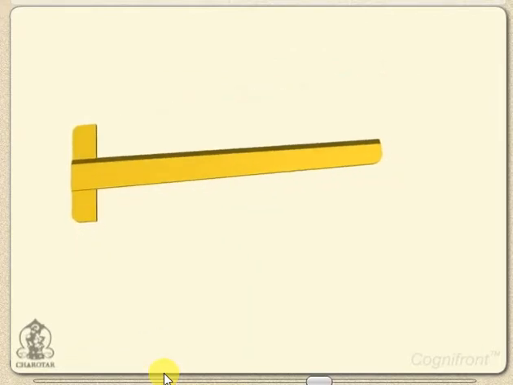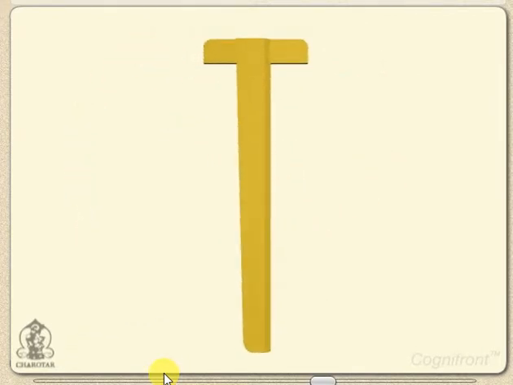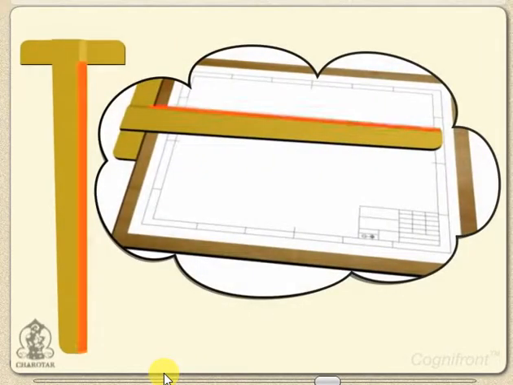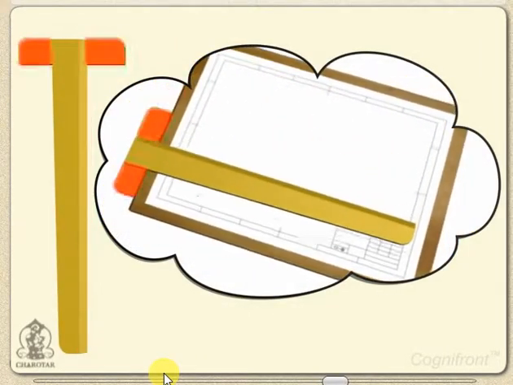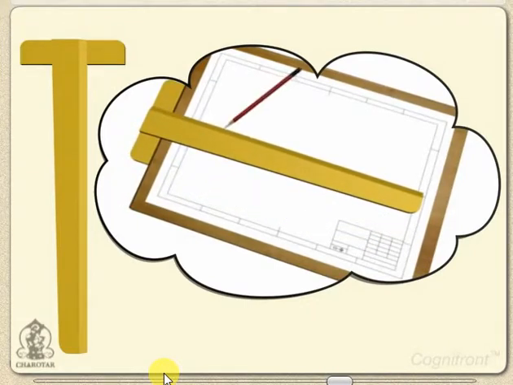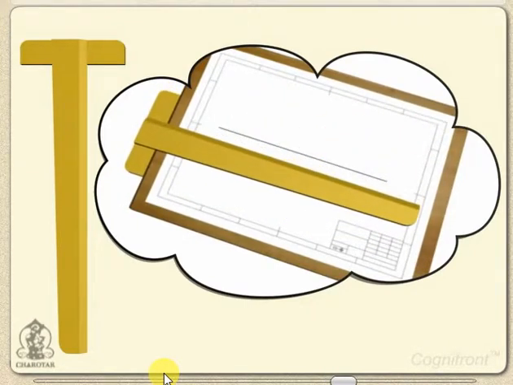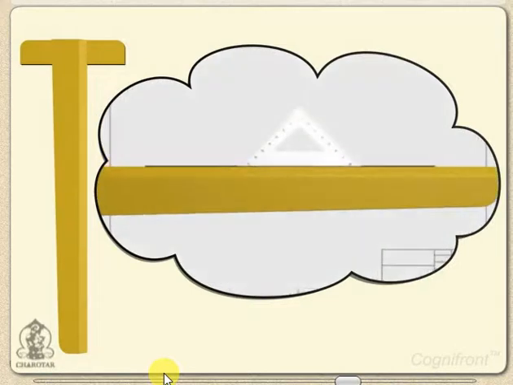The T-square, as the name suggests, is a T-shaped drawing tool. Its straight edge slides along the width of the drawing board with the help of a stalk. It is useful in drawing straight lines and also serves as supporting edge for set squares while drawing inclined lines.